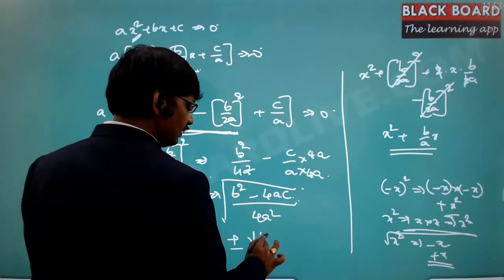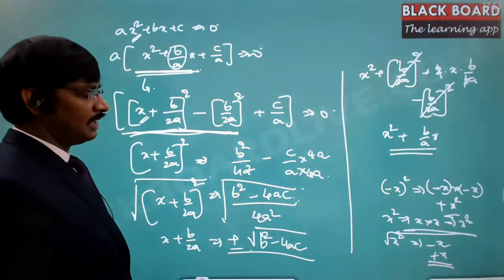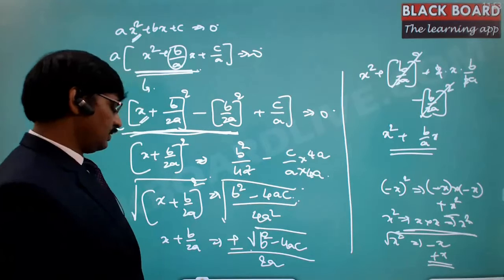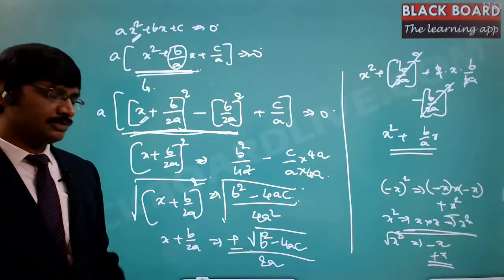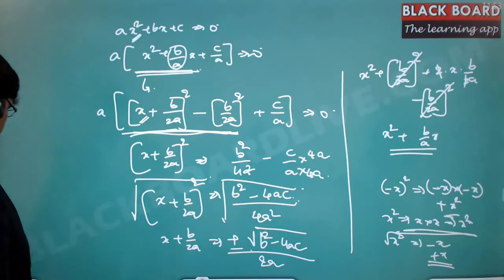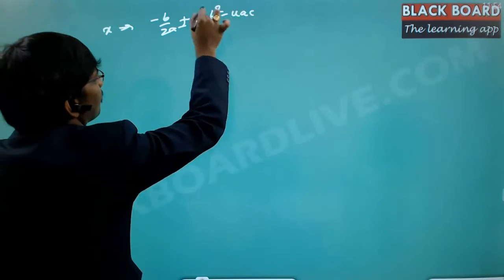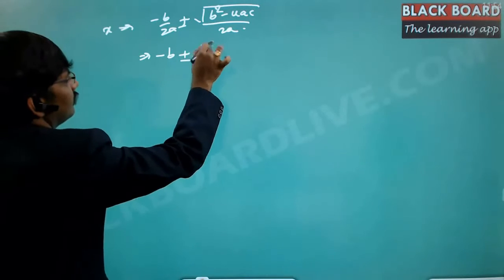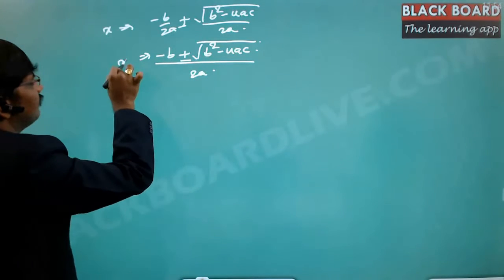This is square root of b square minus 4ac whole divided by 4a square, under root can be written as 2a whole square. So this is 2a. So here x plus b by 2a value is equal to plus or minus square root of b square minus 4ac by 2a. Now if I bring this value to the other side, this is going to be x is equal to minus b by 2a plus or minus square root of b square minus 4ac by 2a. Or this can also be written as minus b plus or minus square root of b square minus 4ac by 2a. And this is the value of x.